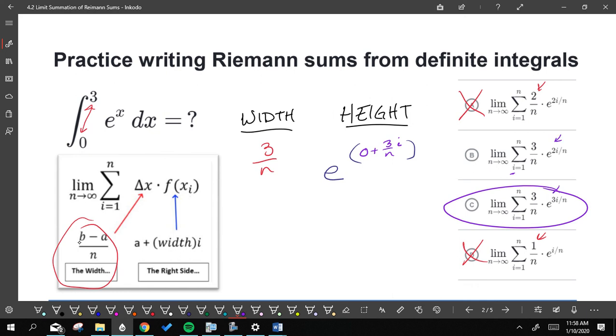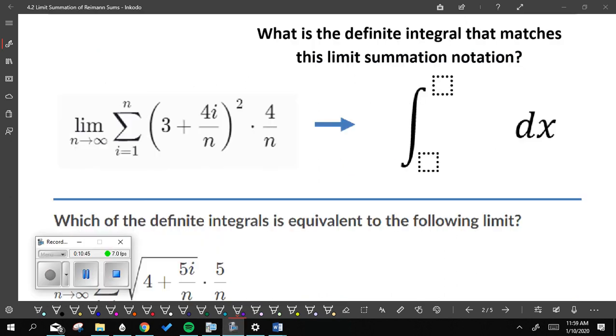What is the definite integral that matches this limit summation notation? So we're starting with this guy now. We're going opposite of what we've done so far. We're starting with this, and we're writing the integral. There are 2 things we need. We need bounds, and then we need an equation that goes right here.